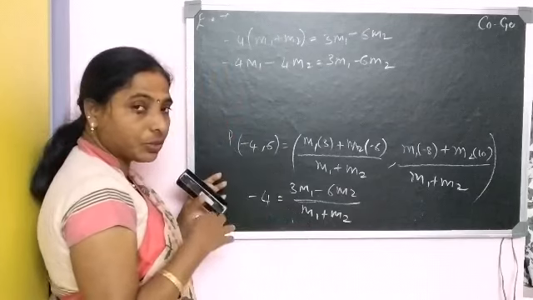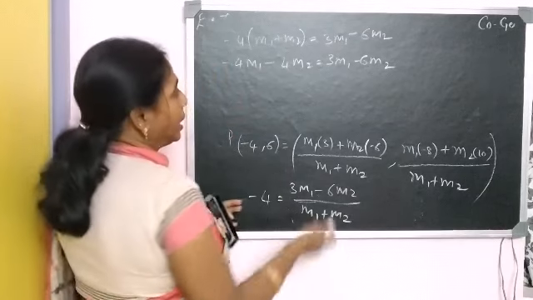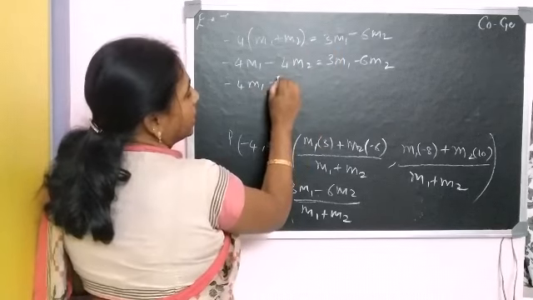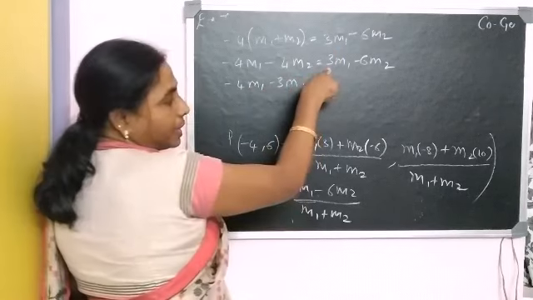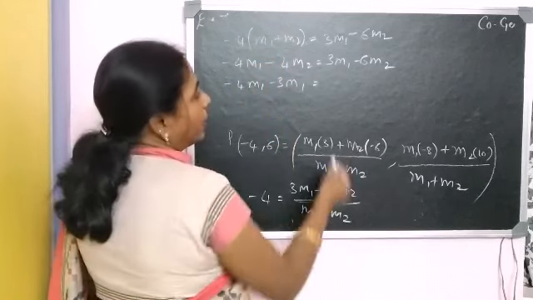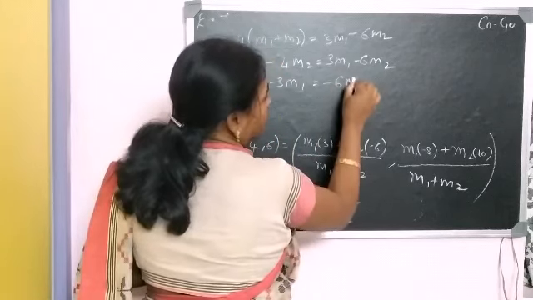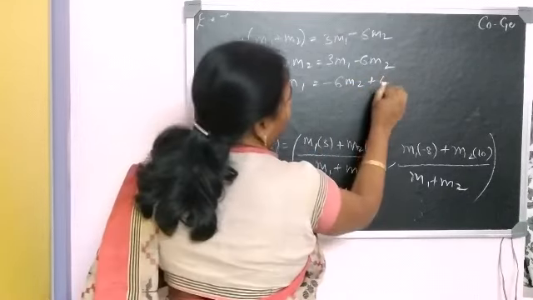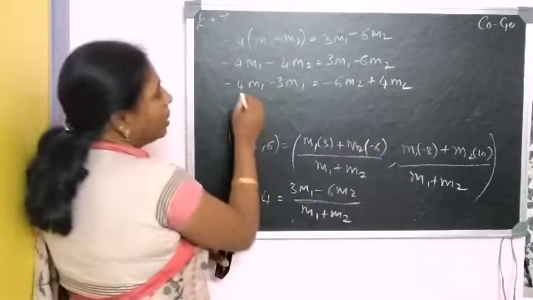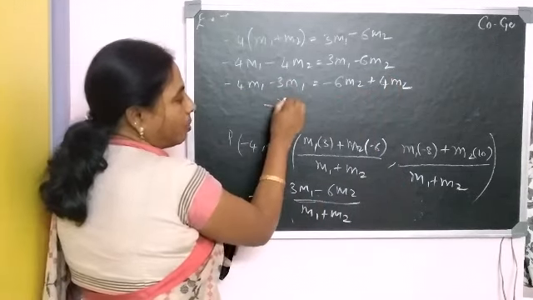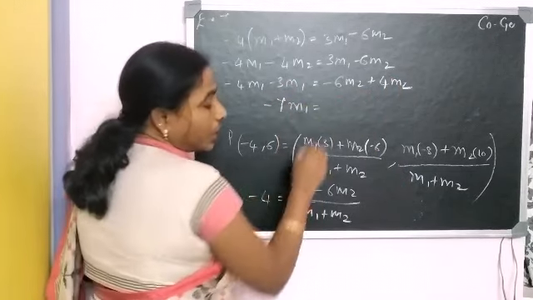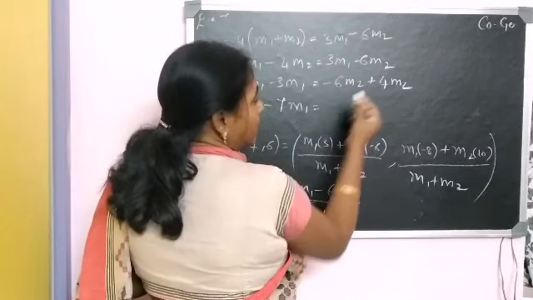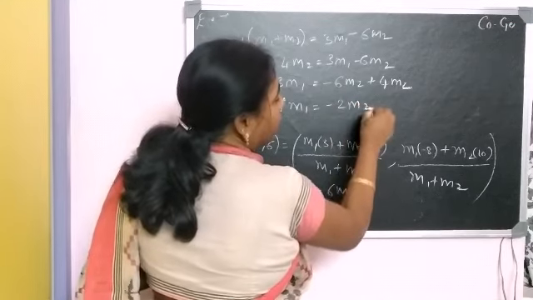Now I will bring m1 to one side and m2 to the other side. So minus 4m1, this minus 3m1. This is plus, so when it comes to the other side, minus 3m1. And this is minus 6m2. And 4m2, when you take it to the other side, it becomes plus 4m2. Now, minus and minus, so minus 7m1, because both are minus. So take it as minus 7m1. And here, minus 6 plus 4 gives you minus 2m2.